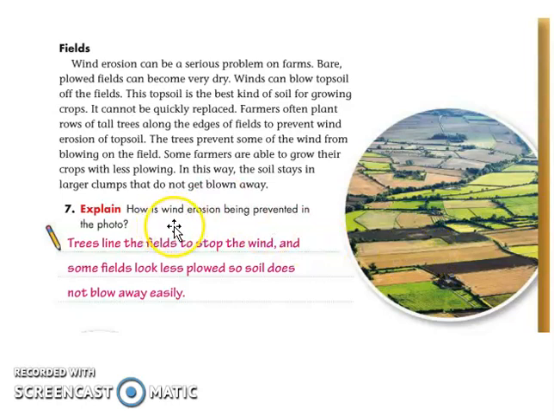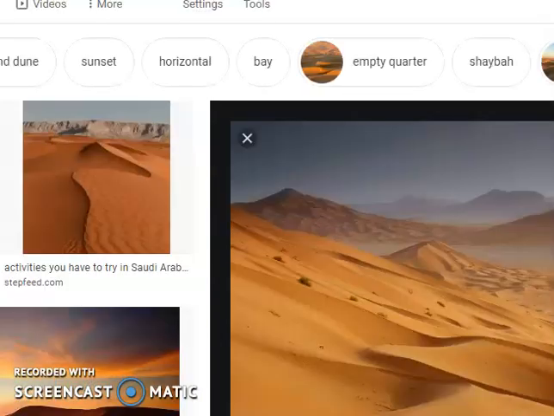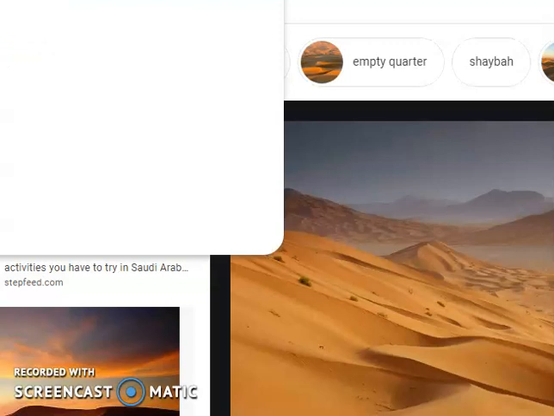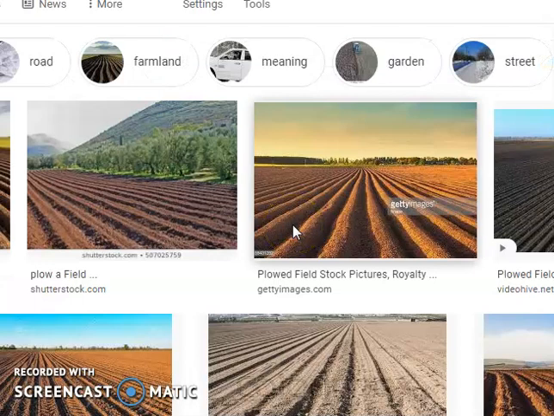Number 7. How is wind erosion being prevented in the photo? As I mentioned, they planted trees. They plowed it. Okay, what is the meaning of plowed? I will show you in this picture what is plowed. How do farmers plow it?